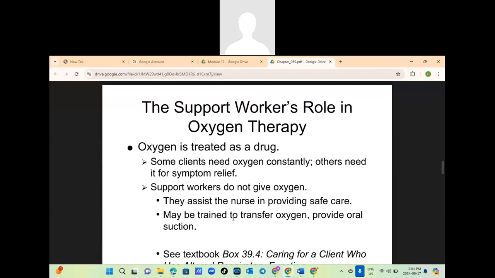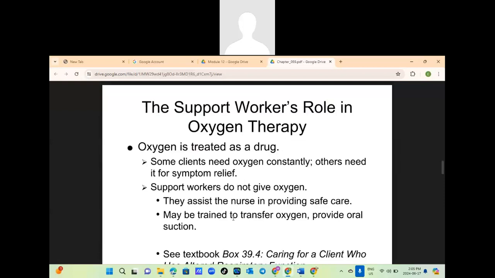All right. So next, some clients need oxygen constantly. So they have this. Have you seen those clients sometimes, or people? They carry their own oxygen. It's not a tank, but it's like a portable oxygen. And others need it for symptom relief.